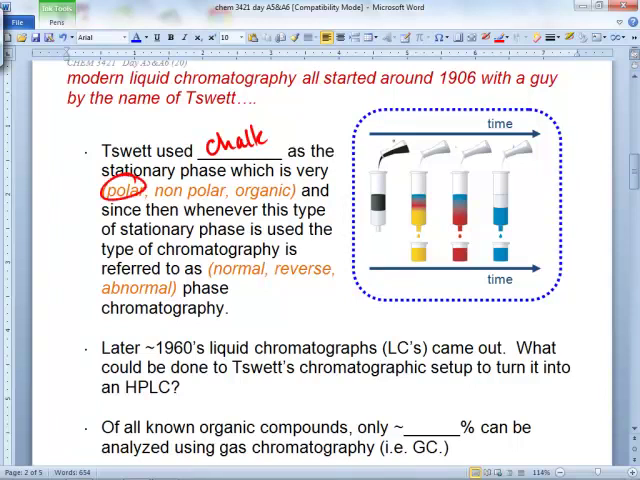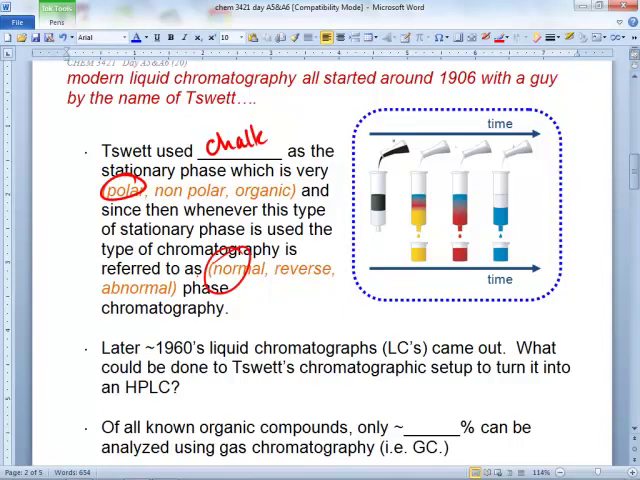Now, just to get in some terminology here, whenever we use this type of stationary phase in liquid chromatography, you're supposed to call it what? What would you guess? They started out with it, so it was the typical thing: normal. Right? Okay. So anyway, that's what he did, and he filled that thing with chalk.